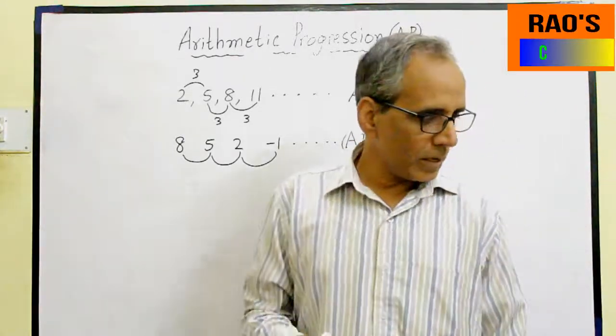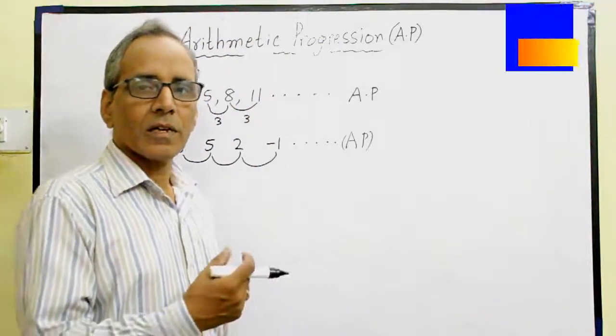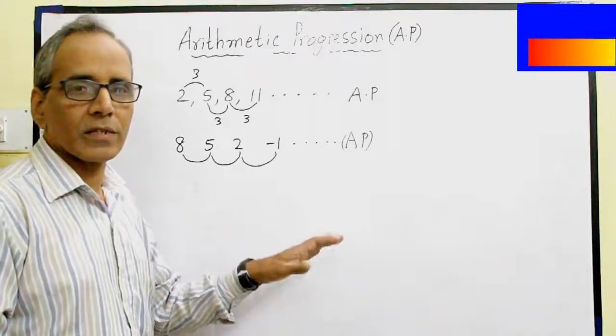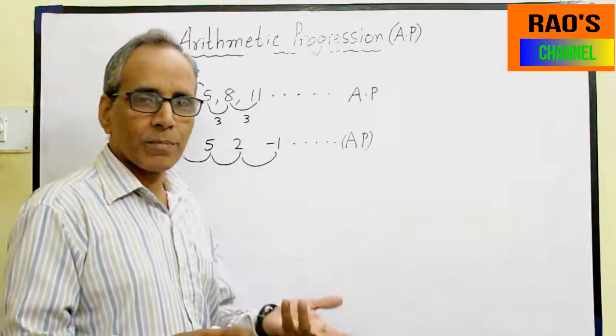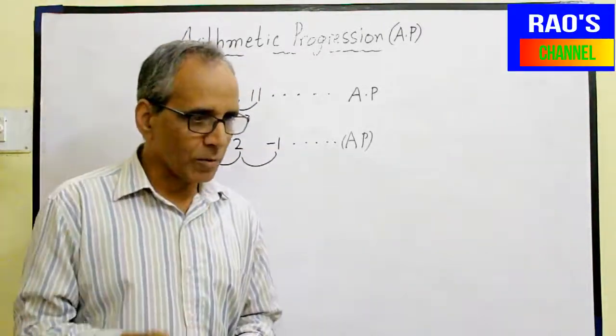Okay. So arithmetic progression is a series of numbers where the difference between any two consecutive numbers is same, fixed or constant. It may increase or decrease. The difference may be positive or negative value. We call such series arithmetic progression.